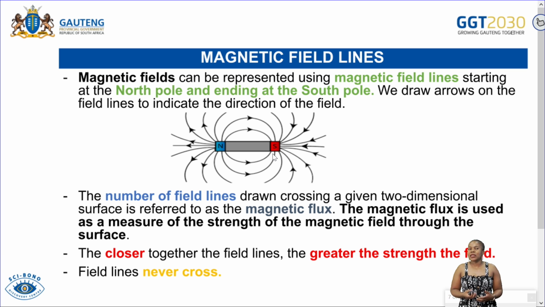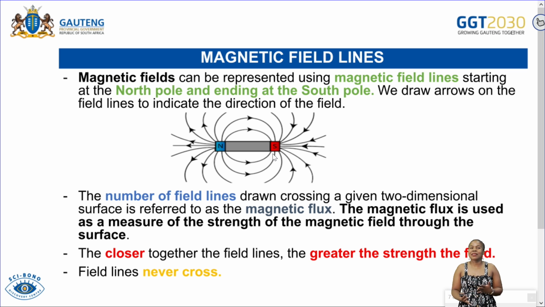Then the magnetic field can be represented using magnetic field lines. Remember, we said the magnetic field is a region in space where a magnetic or ferromagnetic material will experience a non-contact force, which we call a magnetic force. Because it is invisible, we represent it using arrows and lines so that we can best indicate the direction of the force of attraction or repulsion, depending on the poles that are interacting.